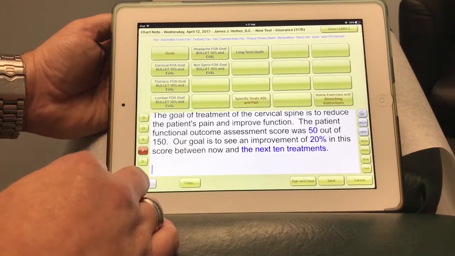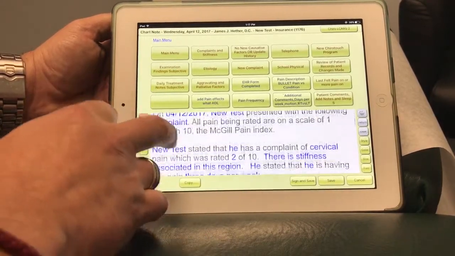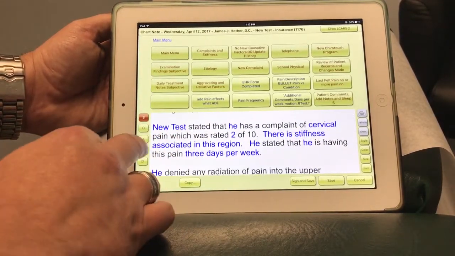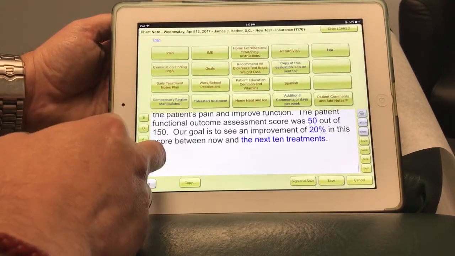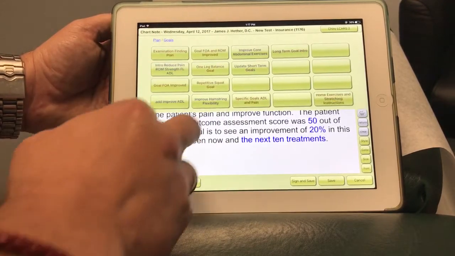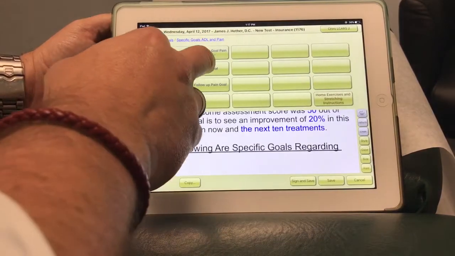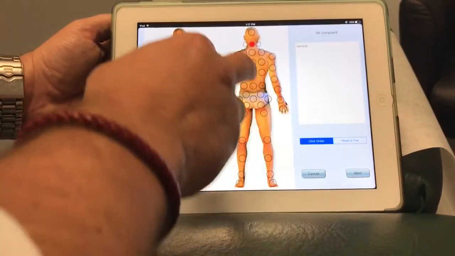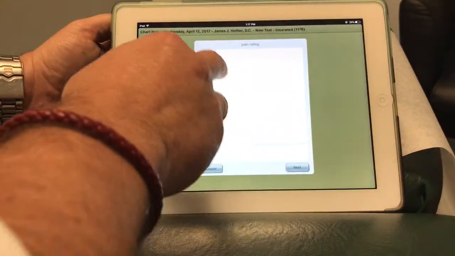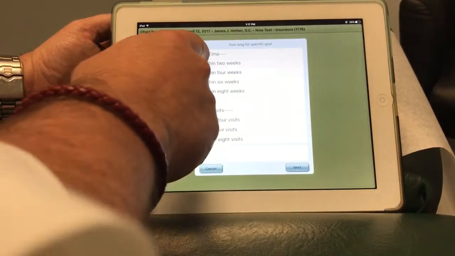So from there, we can go over some specific goals. Let's look back at their pain chart and let's see how they scored as far as their pain goes in the neck. We can say that their neck pain was a 2, and so for our specific goals, we would like to see under goals specifically, we would like to have that pain down from a 2 down to a 1 within the next 2 weeks. So we can say their neck pain is a 2, and we want to see it reduced to a 1 in the next 2 weeks of care.